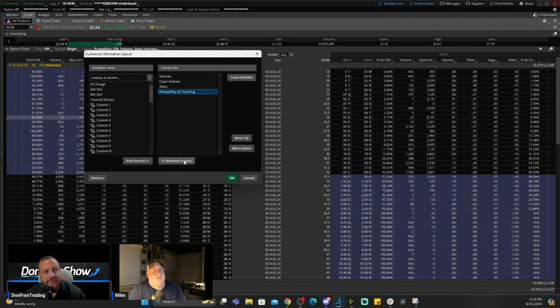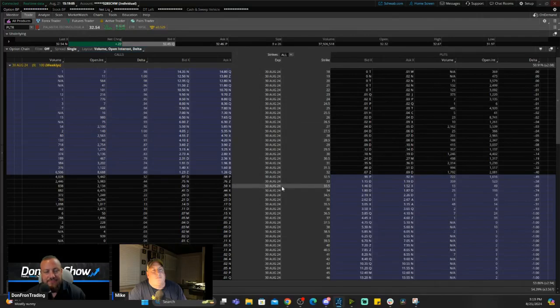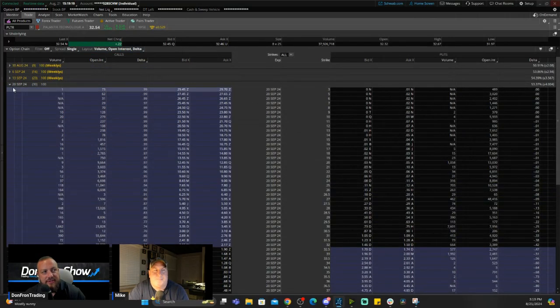Probability of touching. As a trader, I can tell you every YouTuber is probably wrong playing the numbers game just by looking at probability of touch, but we'll get into that later. Volume, open interest, delta. These are a must. So jumping into the options chain, what we have here is more numbers.